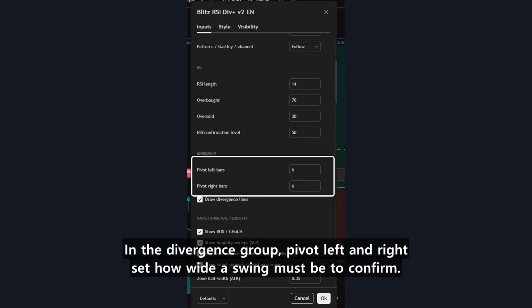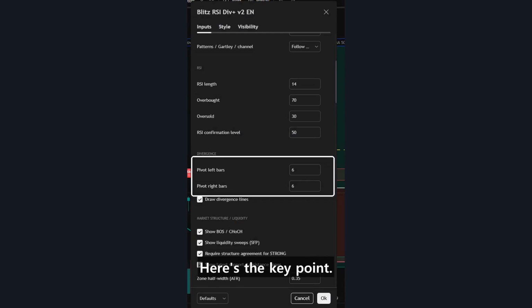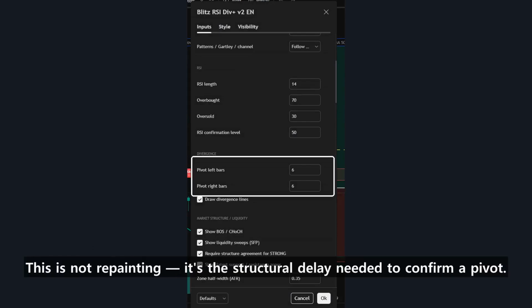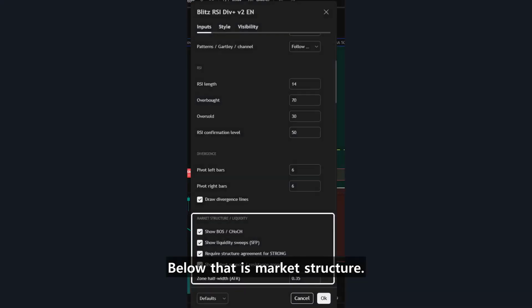In the divergence group, pivot left and right set how wide a swing must be to confirm. Here's the key point. If the right pivot is 7, even when a label prints at the actual low, you only learn that 7 bars later. This is not repainting. It's the structural delay needed to confirm a pivot. Below that is market structure.